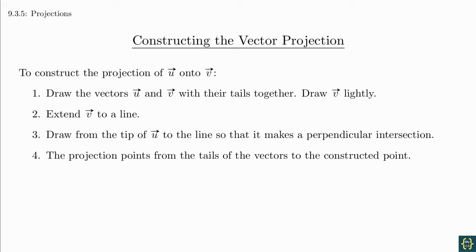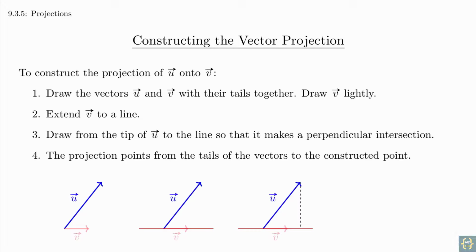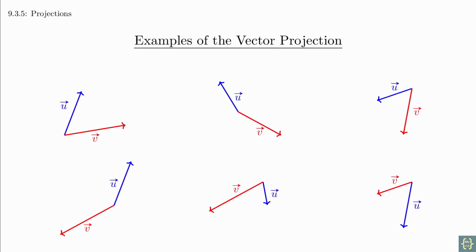The geometry of a projection can sometimes be difficult for students to visualize and draw. So we're going to describe it in a very prescriptive way that helps to avoid errors and do a couple examples. When drawing the vector projection of u onto v, first draw the two vectors with their tails together. If you can, draw v a little bit lightly so that it doesn't become a distraction later. Then extend the vector v into a line. Draw a line from the tip of u to the line you just drew so that the two parts are perpendicular to each other. The projection of u onto v is the vector that points from the tails to the point of intersection.